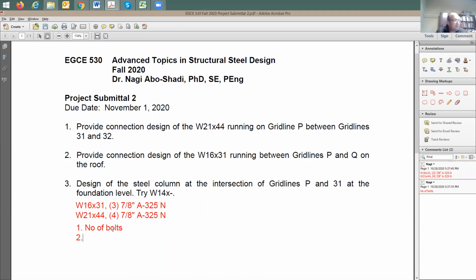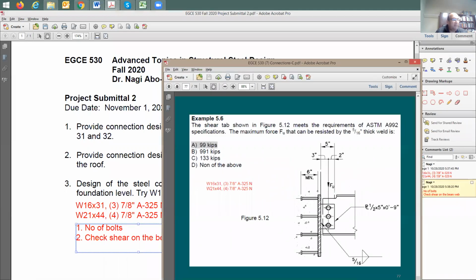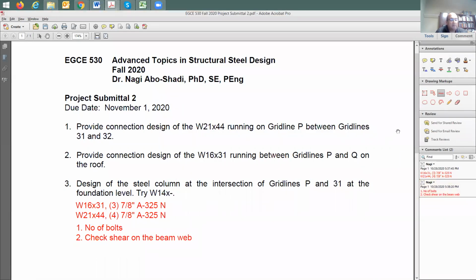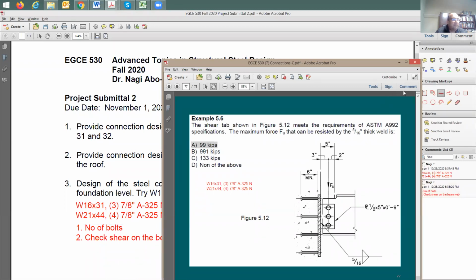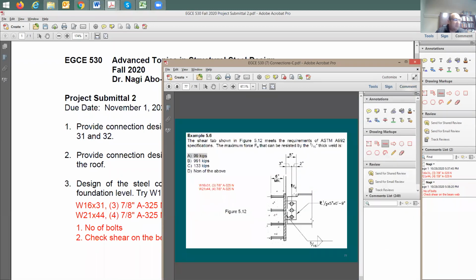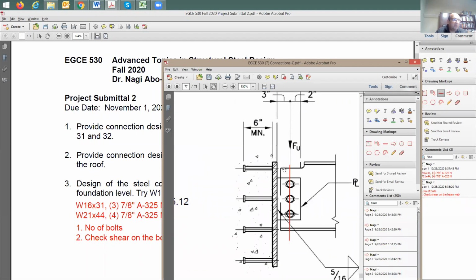Now, what's item number 2? You need to check shear on the beam web. When you check the shear on the beam web, you need to consider the holes. Don't forget you're going to have holes here when you cut the section through here. You do the area of the web, you need to consider the 3 holes. You have the size of the bolt, and therefore you can figure out the size of the hole, and then you can do a check on the shear.